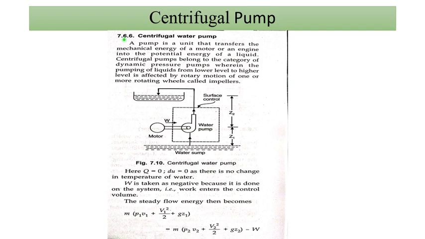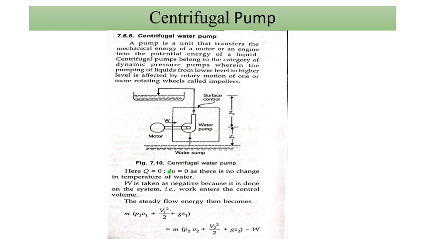The last thing remaining is a centrifugal pump. A centrifugal pump is a device that uses mechanical energy to lift water from a lower level to a higher level, thus increasing its potential energy. So in a centrifugal pump, the characteristics of the fluid are that there is no heat input into the pump, so this quantity Q will be 0. Also, there is no change in temperature of the fluid.